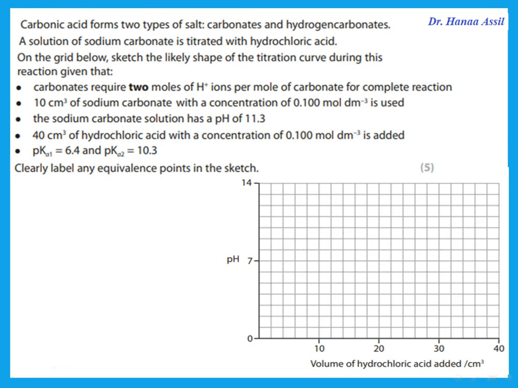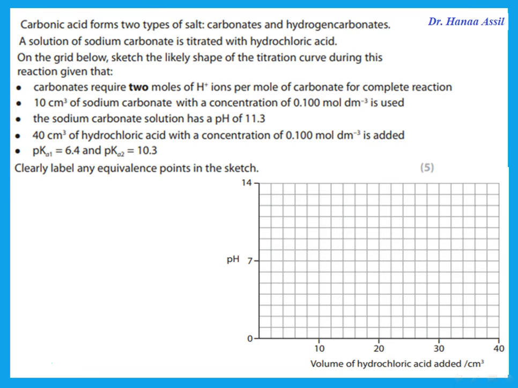Okay, this question says carbonic acid forms two types of salts, carbonates and hydrogen carbonates. A solution of sodium carbonate is titrated with hydrochloric acid. On the grid below, sketch the likely shape of the titration curve. Remember that we said the carbonates require 2 moles of H+ ions. 2 moles of H+ ions means it's diprotic, and that means that the graph will have 2 bumps, first of all.